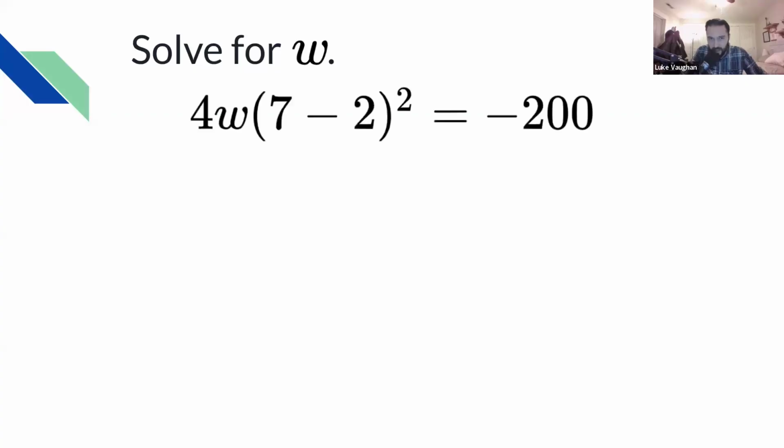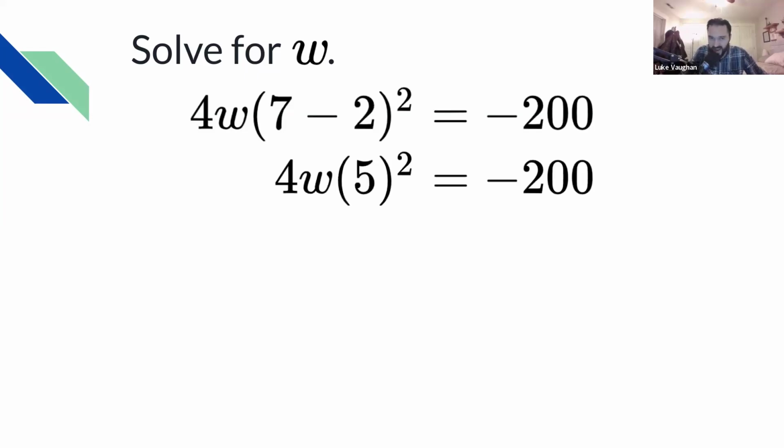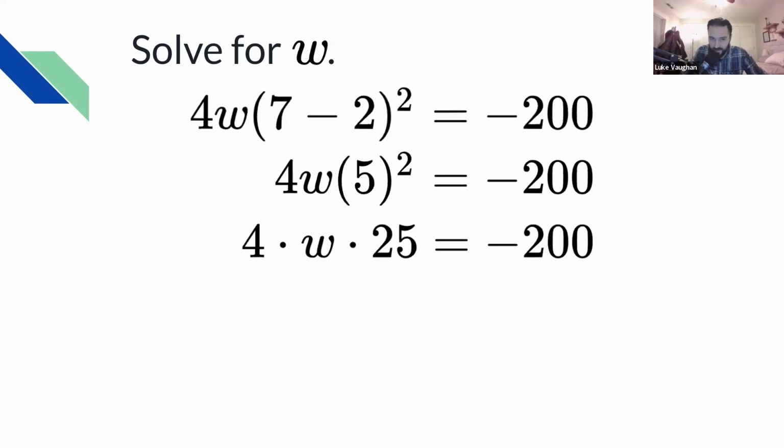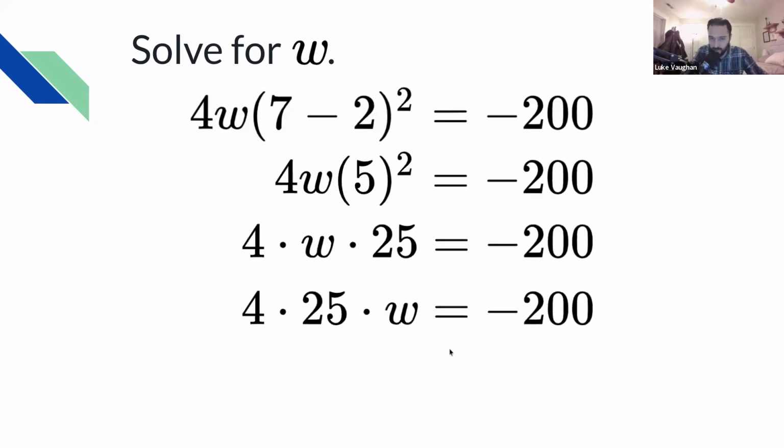Last example. Here I want to solve for w. This business in the parentheses looks pretty messy, so we want to clean this up before we isolate the w. So in the parentheses, I have 7 minus 2, which is 5. Next, I have 5 being squared here, so I'm going to rewrite that as 25. I have 4 times w times 25 on the left. And the commutative property of multiplication tells us that it doesn't matter what order we multiply this in. We can switch it around like this if we want to. I haven't changed anything by doing this.